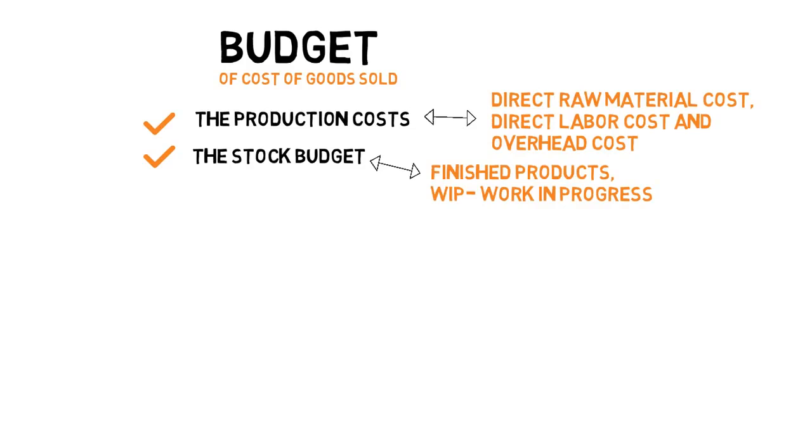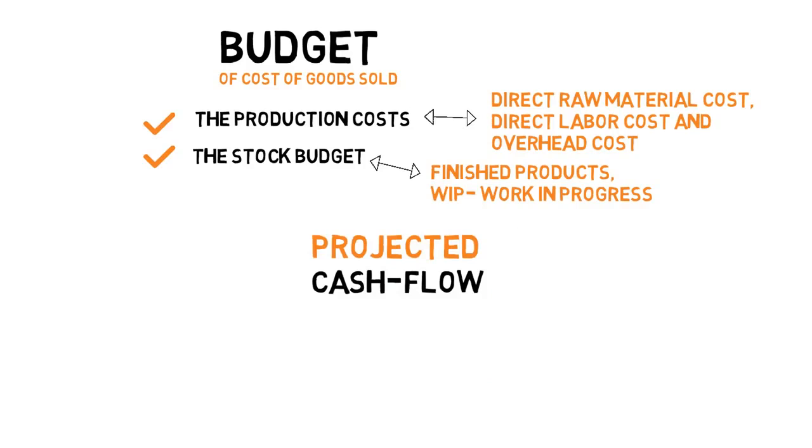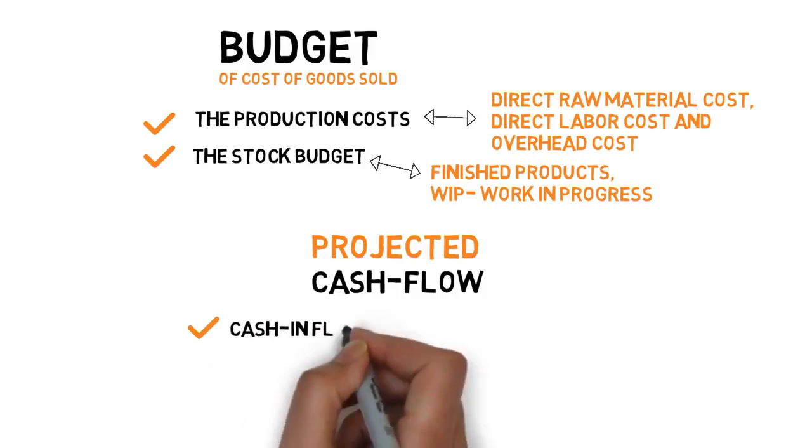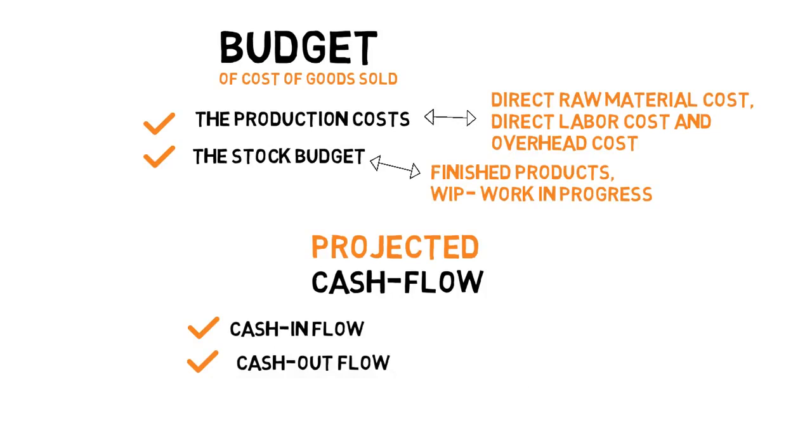Another major component of the master budget is the projected cash flow. The projected cash flow helps to manage the movement of cash in the organization, and it's made up of two parts: cash inflow and cash outflow. The projected statement of cash flow is useful information for the enterprise management to foresee the periods that the enterprise would need cash to pay for its activities in order to make adequate provision for this cash.